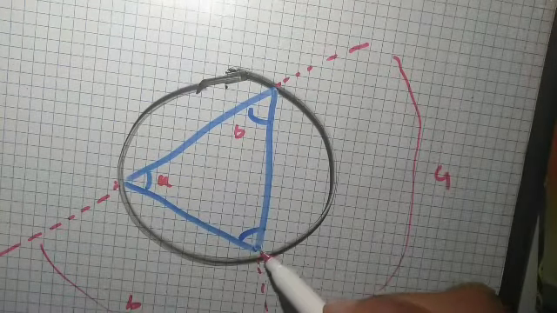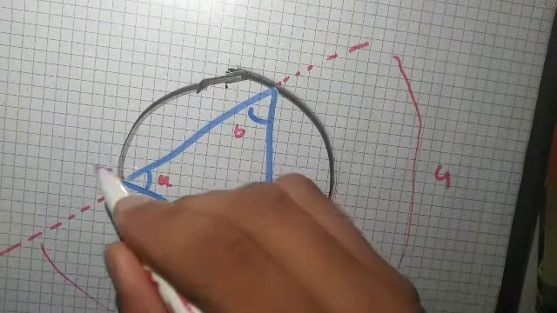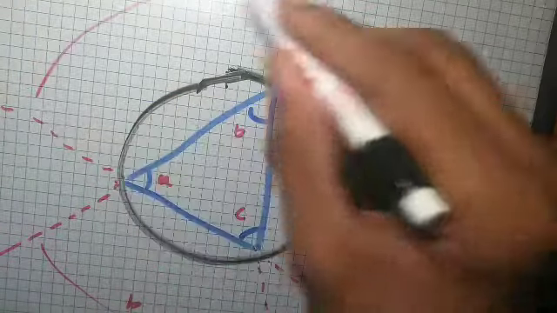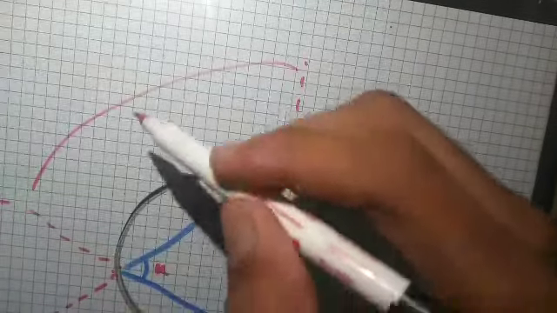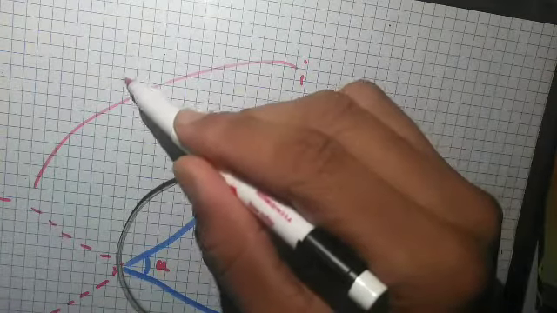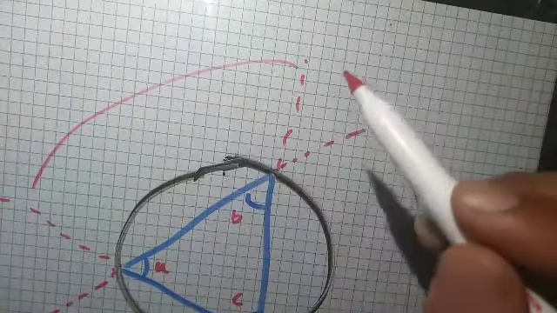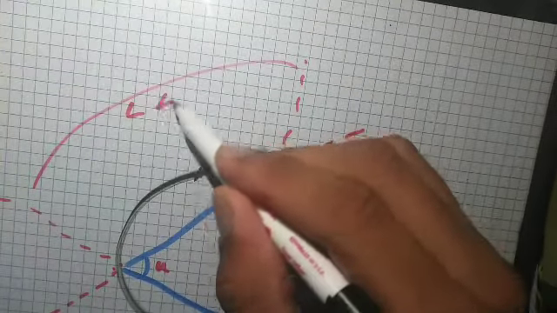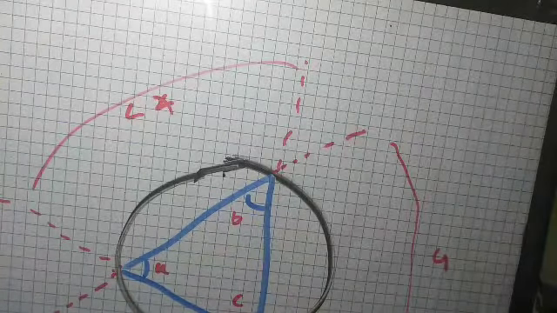And finally, we have C over here. Hope this isn't too confusing. We have arc angle B, right? Let's write that over here. Arc angle, not B, C. My apologies. C. Okay.